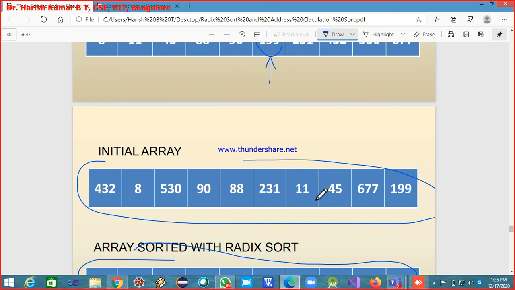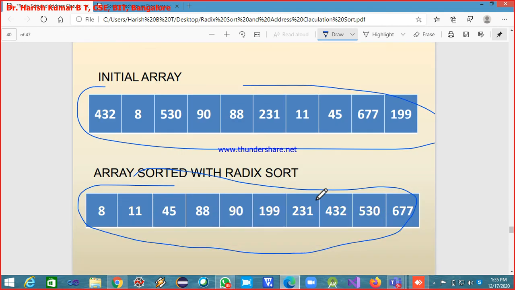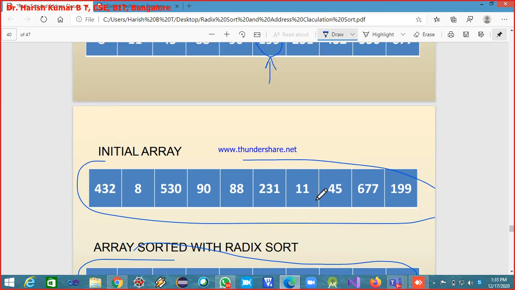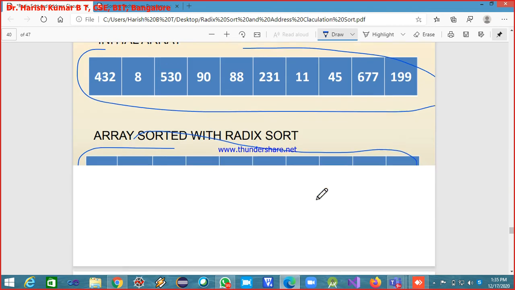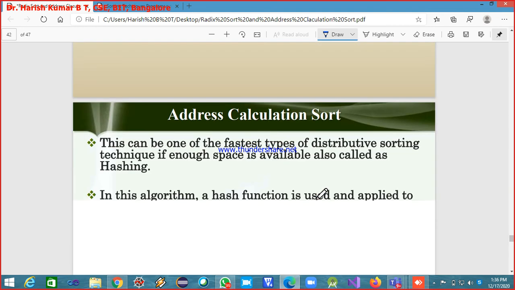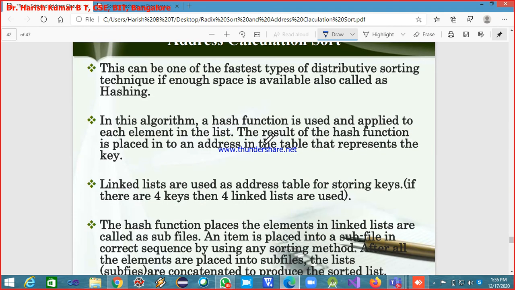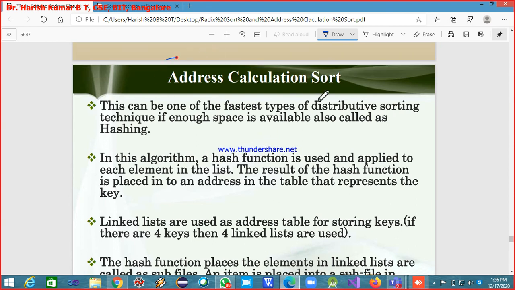After this there is one more sorting, that is sorting by address calculation. Address calculation sort it is called. Radix sort is important, so practice it 1 or 2 times. Take your own array and practice it 1 or 2 times. So that is the end of the radix sort, and next we have the address calculation sort.